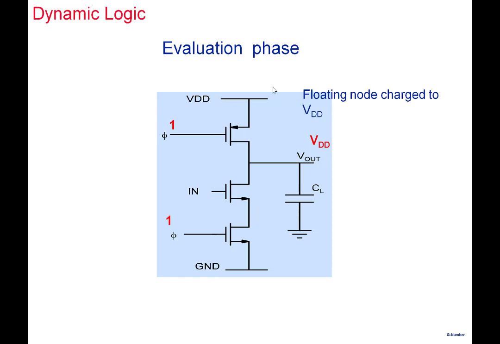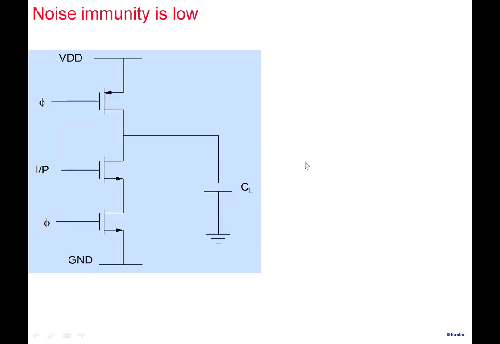The problem is the floating node. There's a possibility of a floating node at this particular point. Consider this in the evaluation phase. When I'm evaluating, my clock is high, both of them are high here. And suppose the input is 0. So the input is 0, the node is pre-charged to VDD, and the pull-down network is deactivated, and this node is supposed to hold its value to VDD.